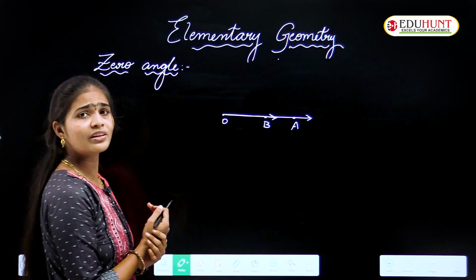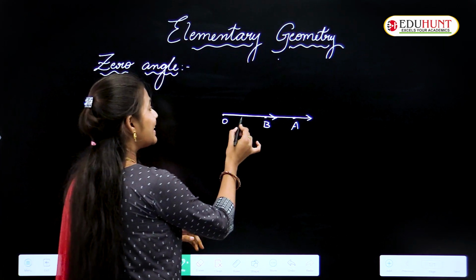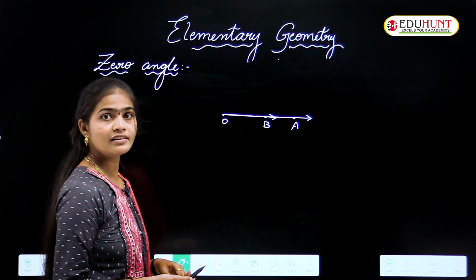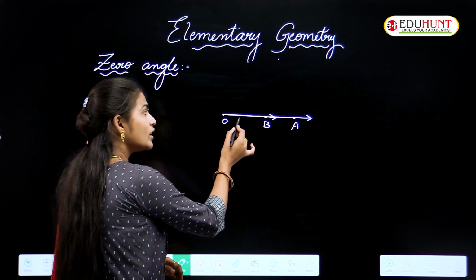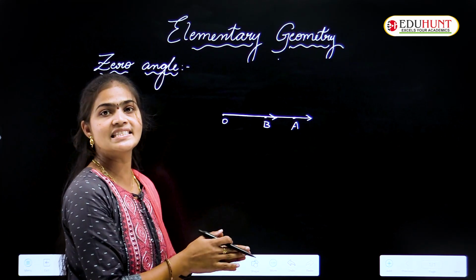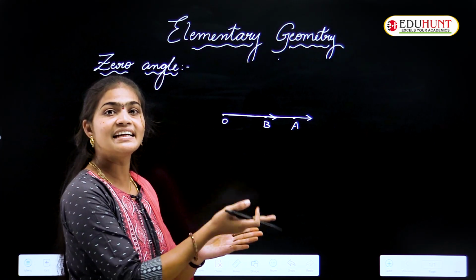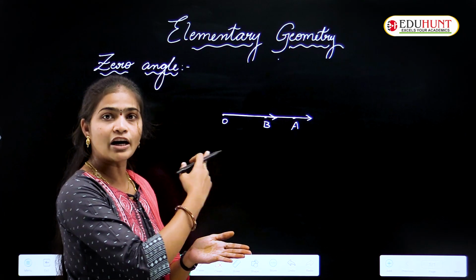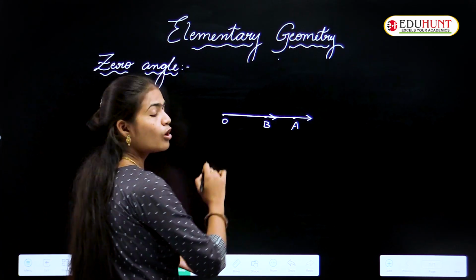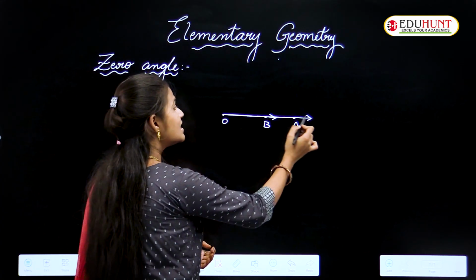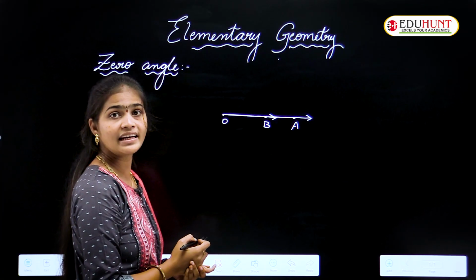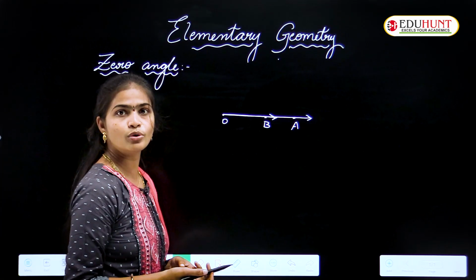Now what about the zero angle? Here the terminal ray is OB, right, which is the rotational ray. That rotational ray exactly coincides with the fixed ray, which means it doesn't move. Without moving, the terminal ray or rotational ray coincides with the fixed ray or initial ray. That's why no angle is formed.